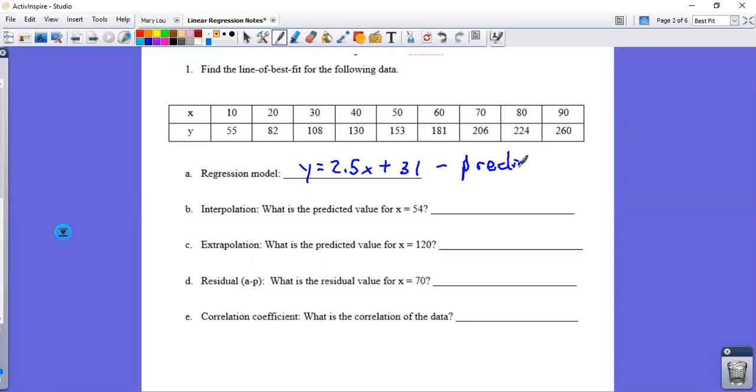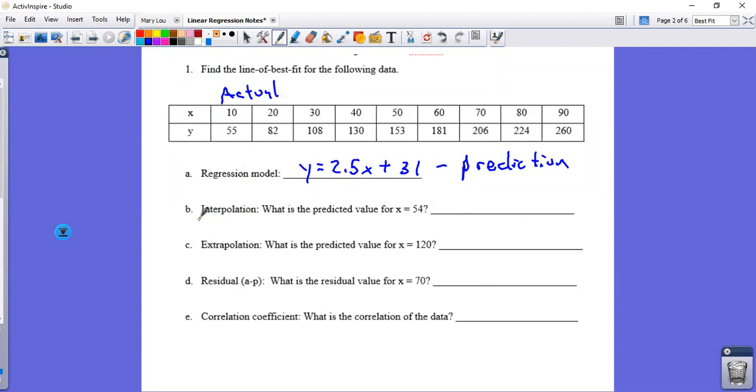All right, so now this is what's called the prediction model. It is your line of best fit or regression model. But this is what you could use to predict what's happening anywhere. This is the actual data.